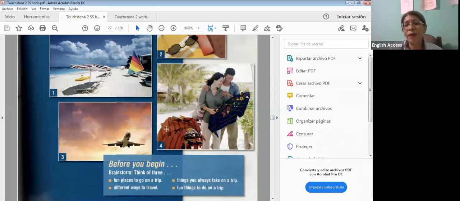So right now on a piece of paper, I want you to write down your ideas, okay? And then we're going to check together. So let's do it, please. Write down your ideas on a piece of paper.